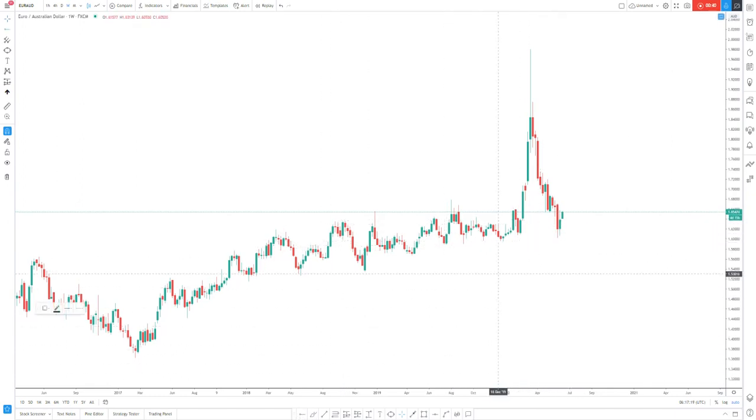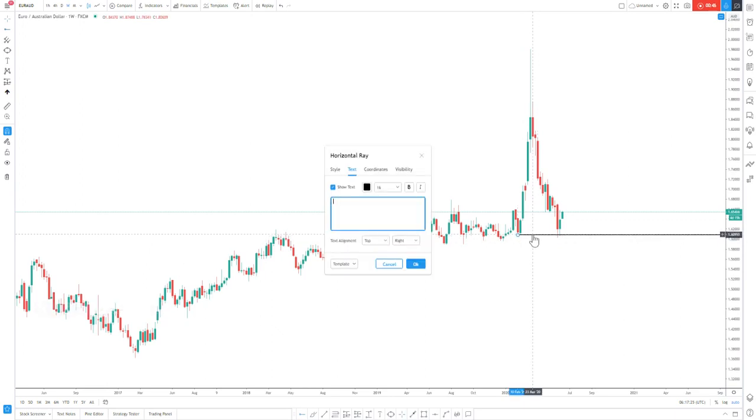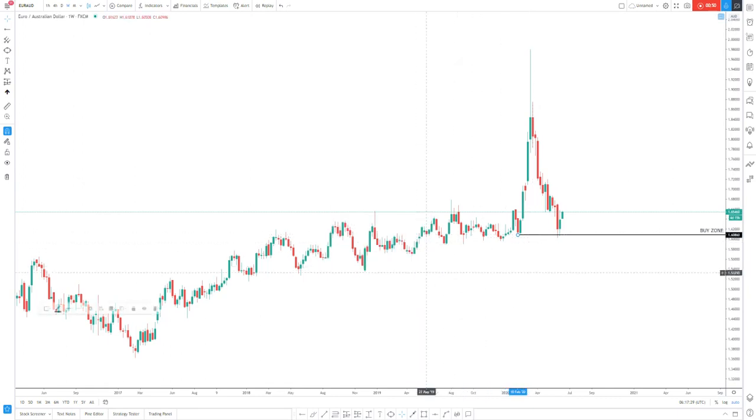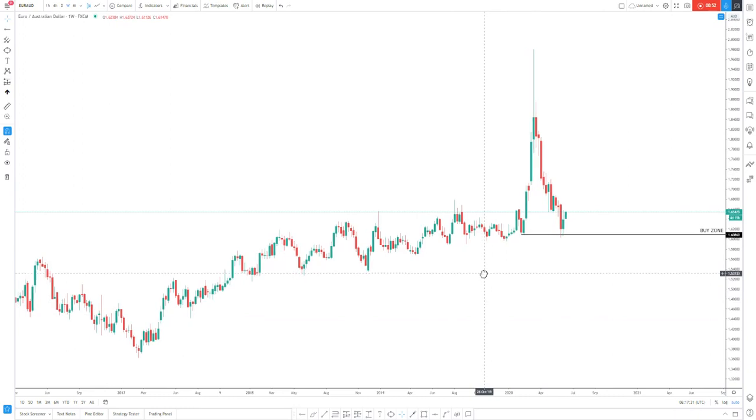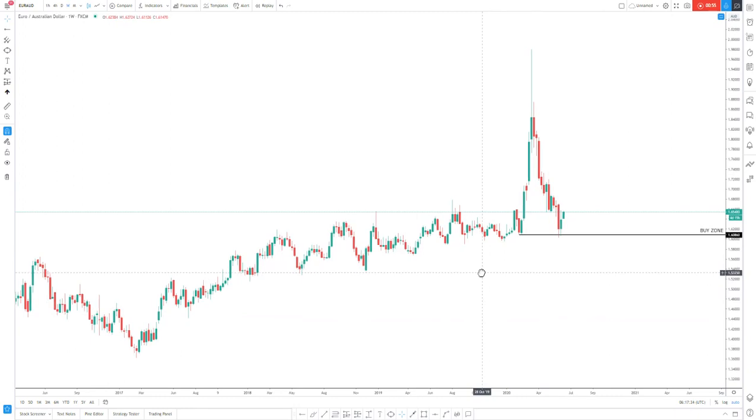So I will just pick up my ray tool and mark this area of structure out and tag it as a buy zone. Knowing this is a buy zone, I would now look to go to the daily chart and other smaller time frames to understand what price is saying, and see if I can get enough confluences to go long on EURAUD.